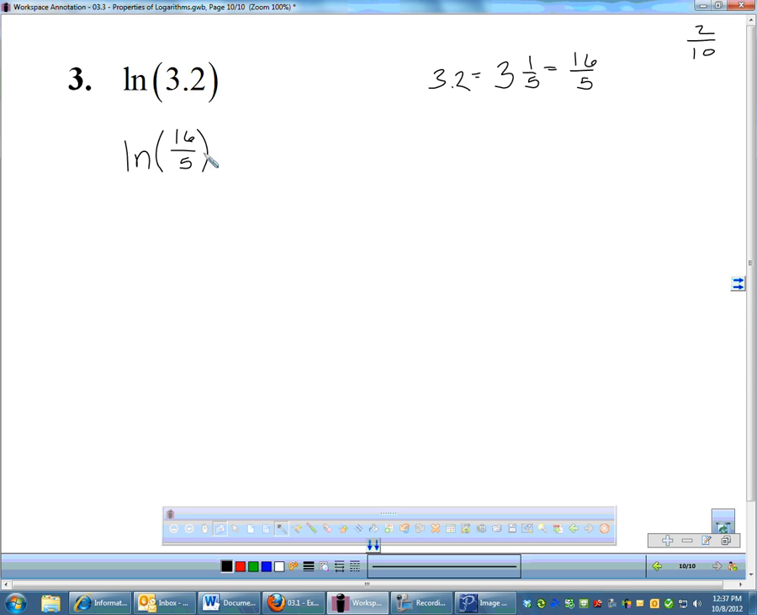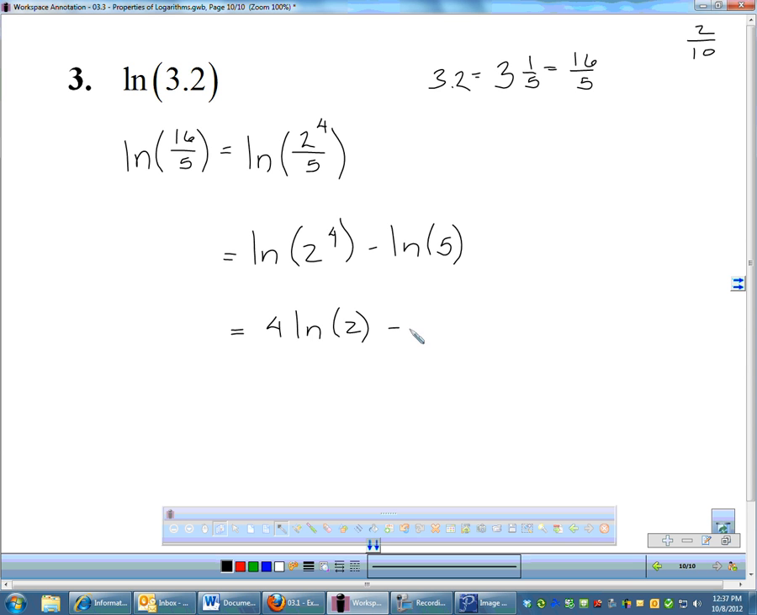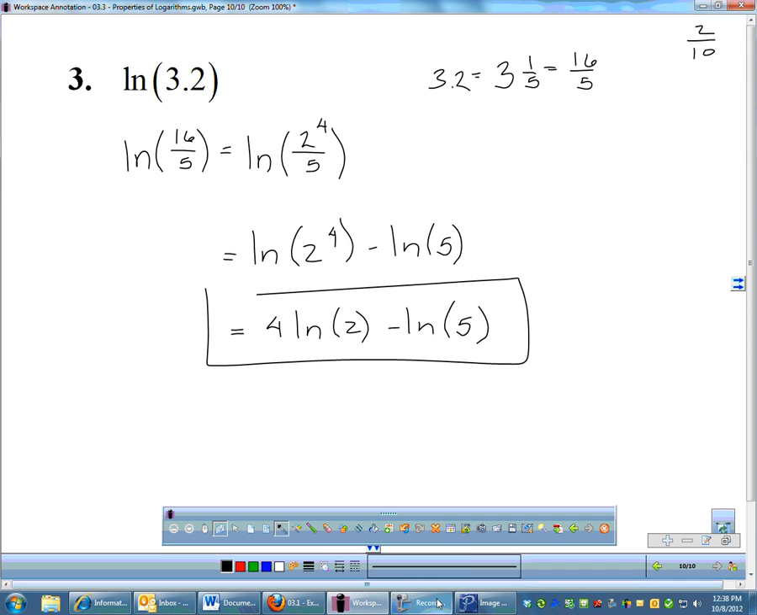And then I have to convert 16 and 5 into 2s and 5s. Well, 5 is not a problem, because 16 is 2 to the 4th. And now I can split that up. ln of 2 to the 4th minus ln of 5. 4 natural log 2 minus natural log 5. Bring down that 4, and there we go. I've had enough.